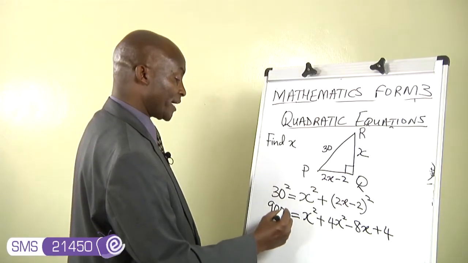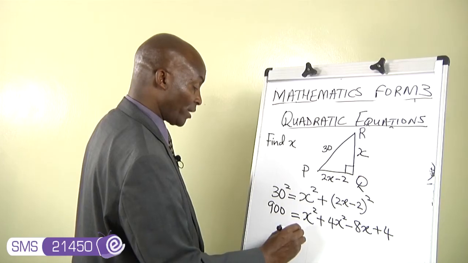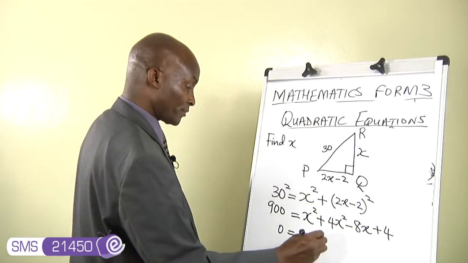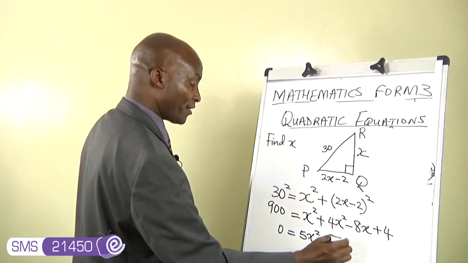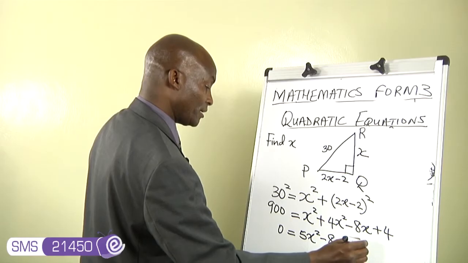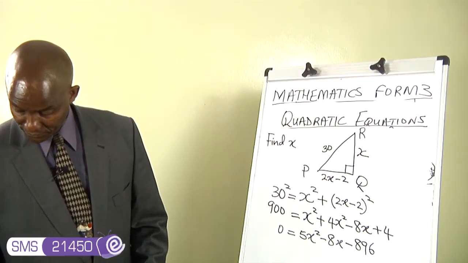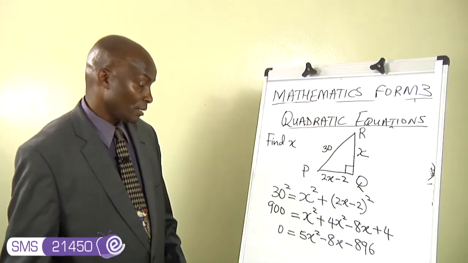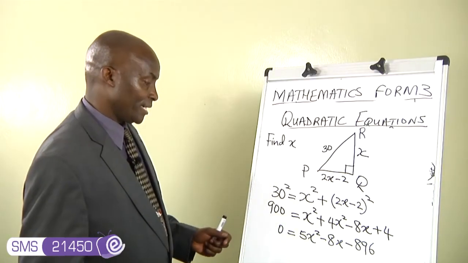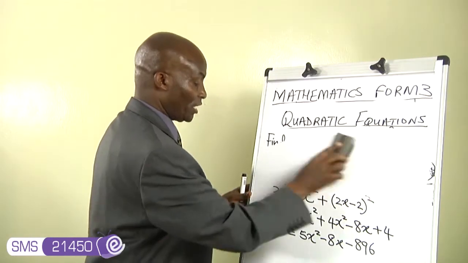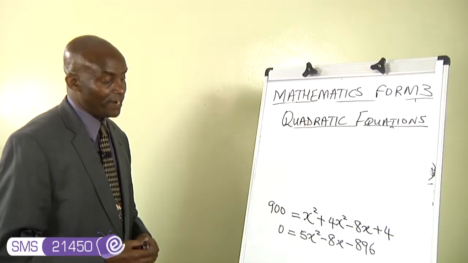So if we take 900 to the other side, we will have 0 is equal to x squared plus 4x squared, which is 5x squared, minus 8x. Then 4 minus 900 will give you minus 896. Now, I'll just go straight away and use the quadratic formula. We have now formed a quadratic equation which we are going to solve in order to find the value of x.